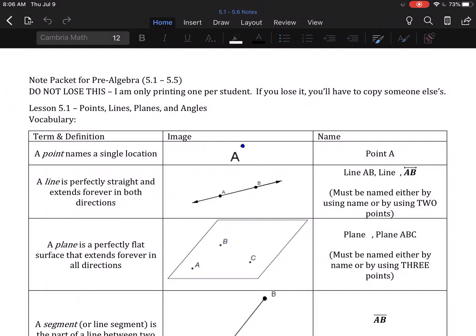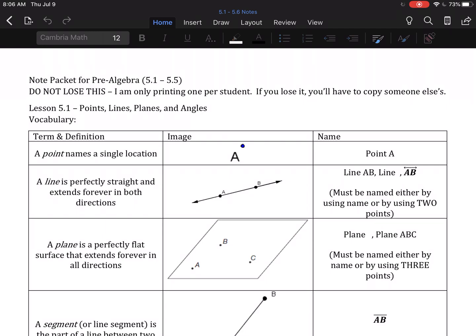Alright, so Chapter 5 is kind of going to be a mishmash and a hodgepodge of a bunch of different things. It is the first of two chapters we will look at in pre-algebra that will focus on geometry concepts. So, first lesson is about points, lines, planes, and angles.